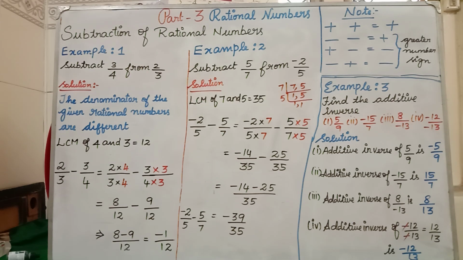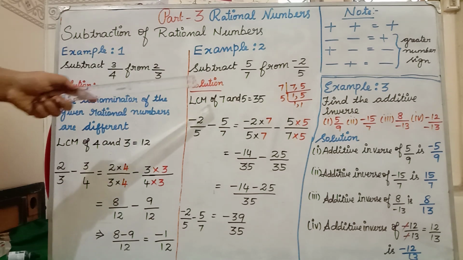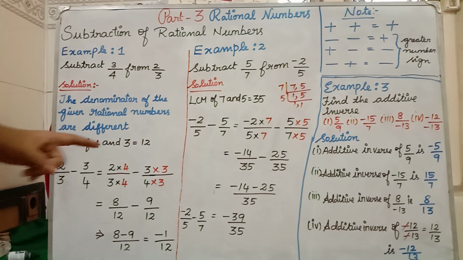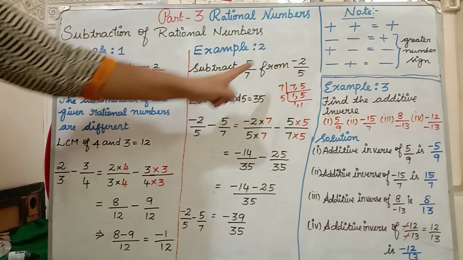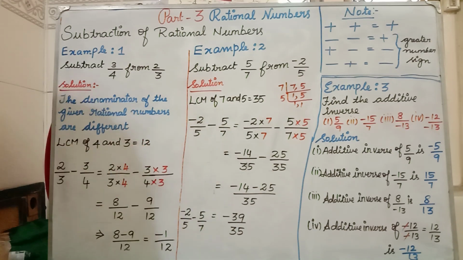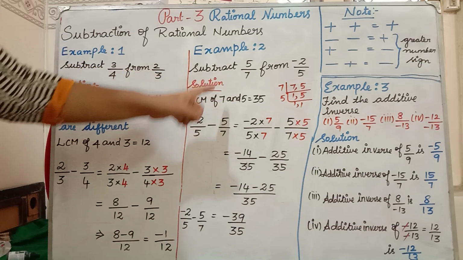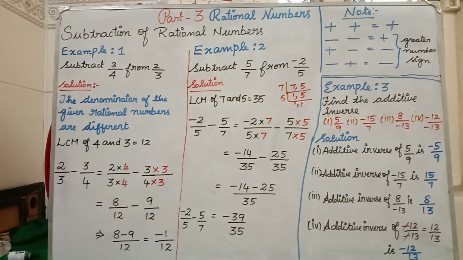Now we'll see example 2. Subtract 5 by 7 from minus 2 by 5. Okay, what I told: the number they have given first, that number you have to write first. See, I have written minus 2 by 5 minus 5 by 7. Why have I written this minus here? Because they asked to subtract.